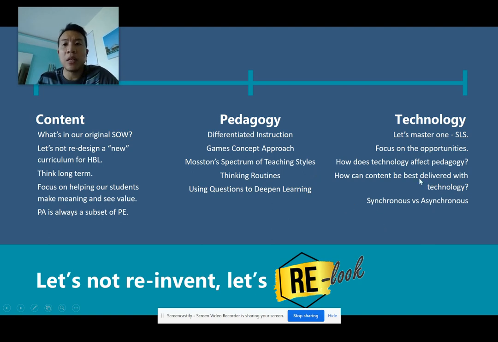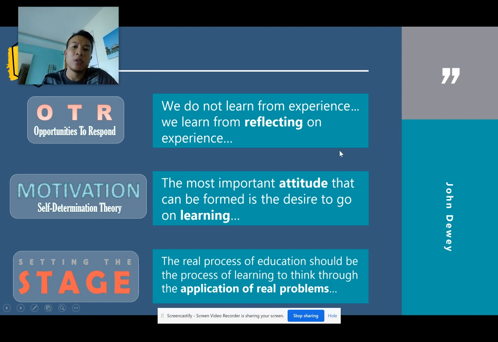So my way is keep it simple, master just one or two. So I try to focus a lot on how to use SLS effectively. So three things from John Dewey. Firstly, in order for learning to take place, we must design for the learning experience carefully. We must allow for reflection on the experience.